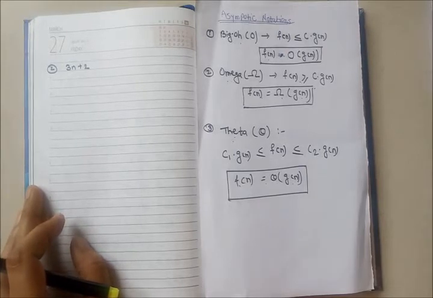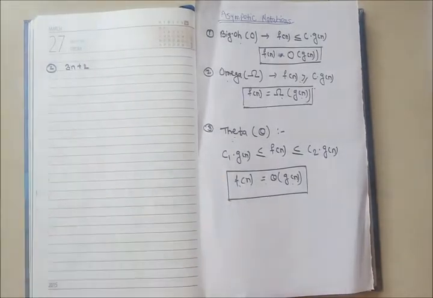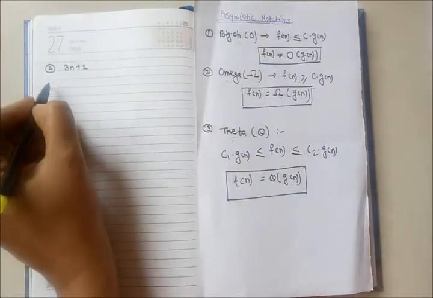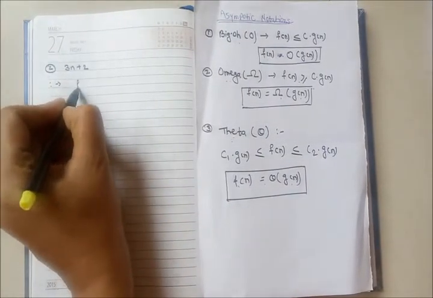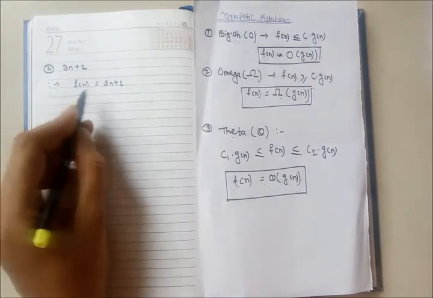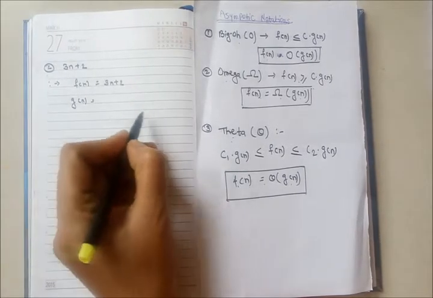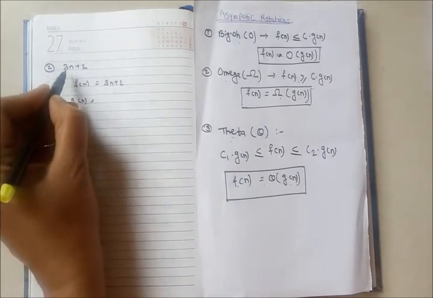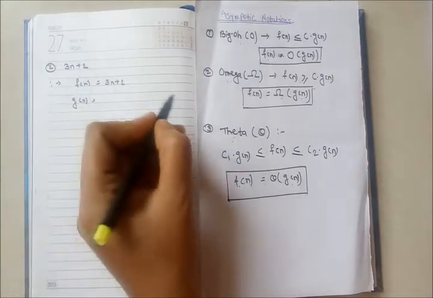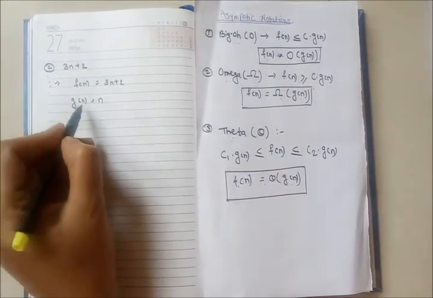First of all, we have to take from the numerical what is the value of f of n. Fine. So f of n is your whole term that is given. So f of n is equal to 3n plus 2. Now for the second one we have to calculate g of n. So g of n is whatever the first term we are having, that is 3n. We are not taking the numerical term, we are taking only the polynomial term, which is n. So here g of n is equal to n.